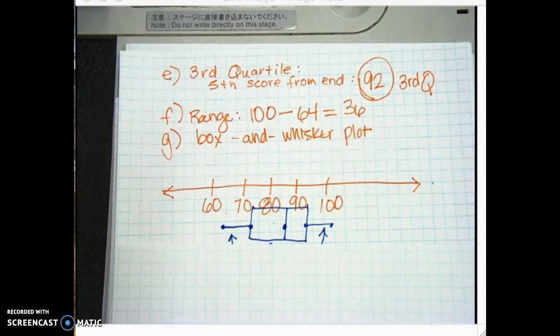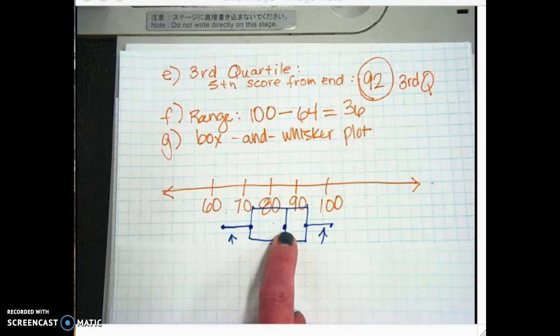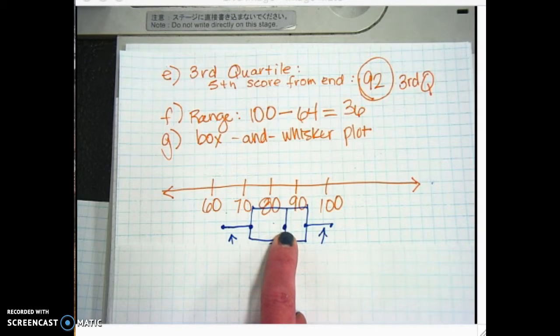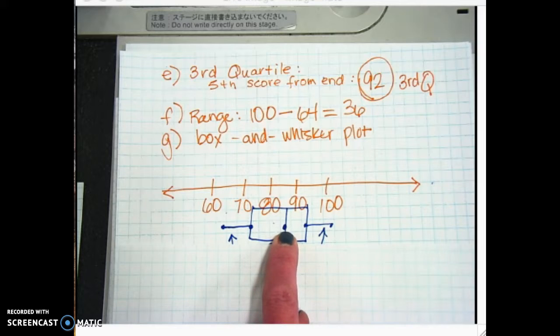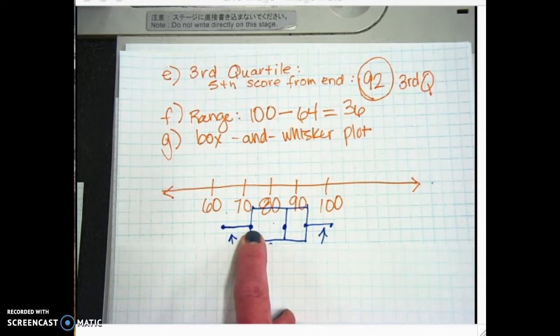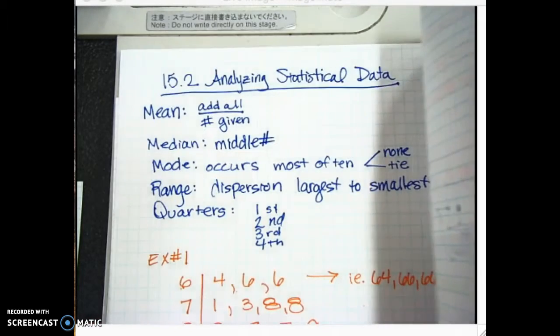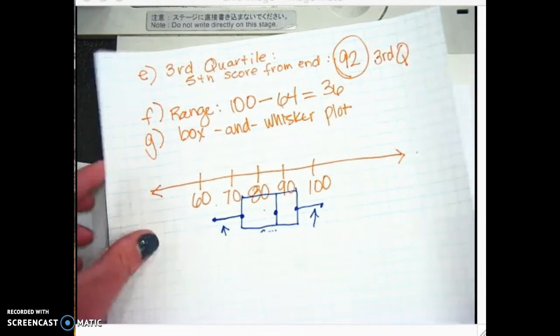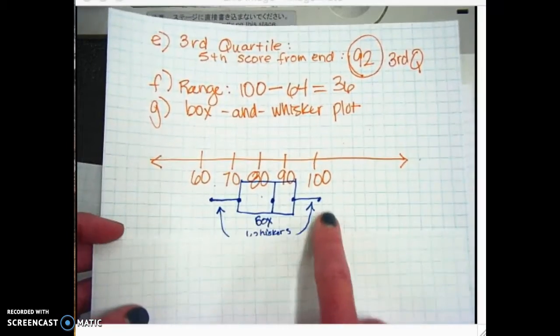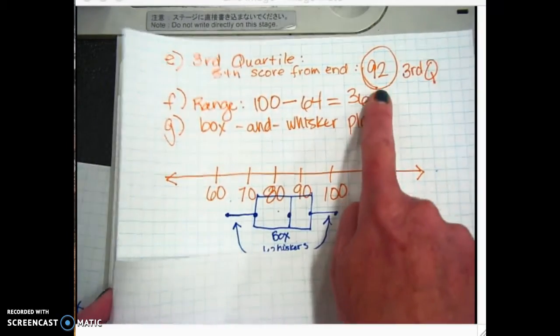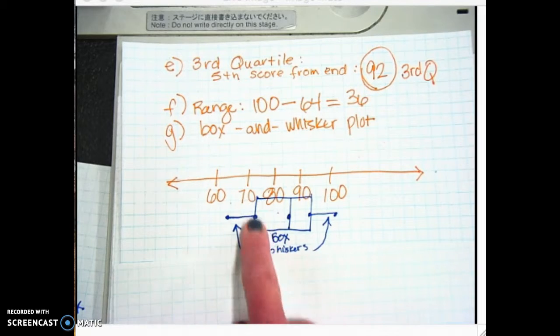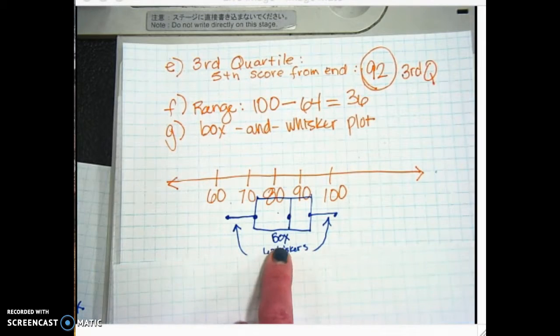And then you're going to create this box. This point right here is your median, so 85. And then your first quartile was at 73. And then this point right here was your third quartile, which was at 92. Those 3 numbers create your box.